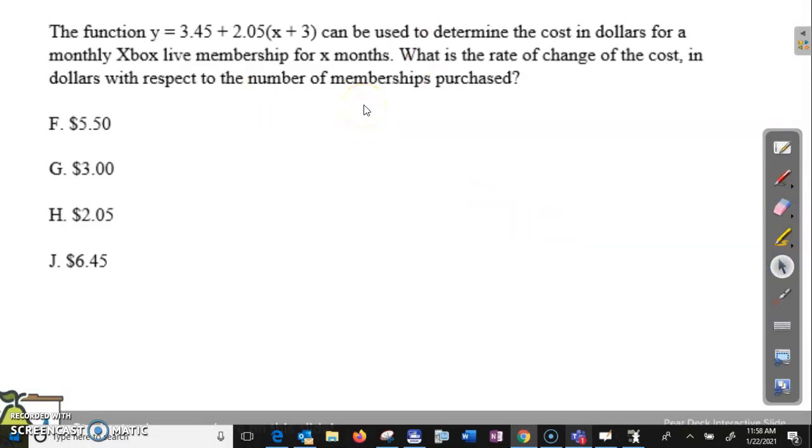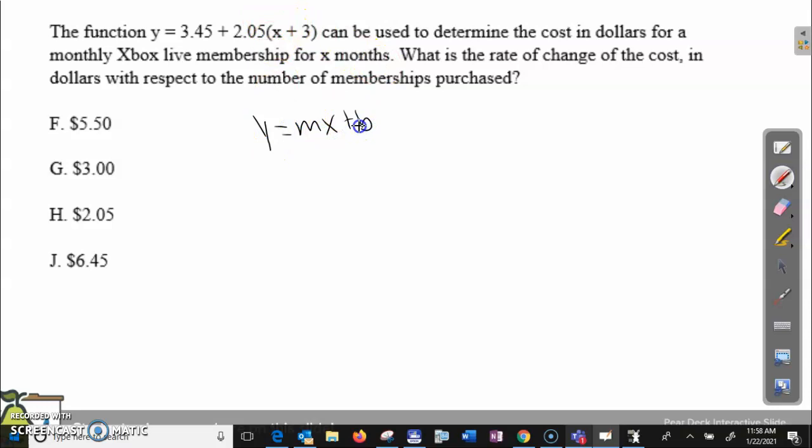Right here, guys, they're asking you for the rate of change. So whenever you're doing rate of change, remember this equation: y equals mx plus b, where m is your slope. And you need to know that rate of change is slope. So all you would have to do is over here, look for the number that is right next to the x, and that's right here. Your answer is H. All right, let's go ahead and continue.